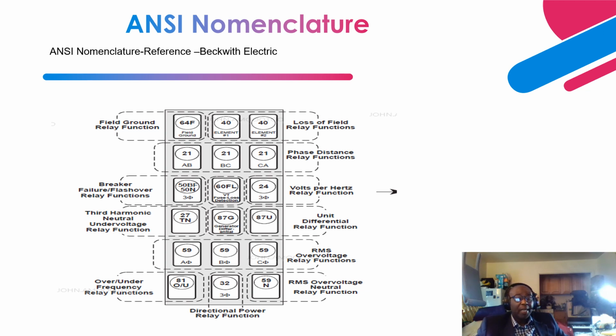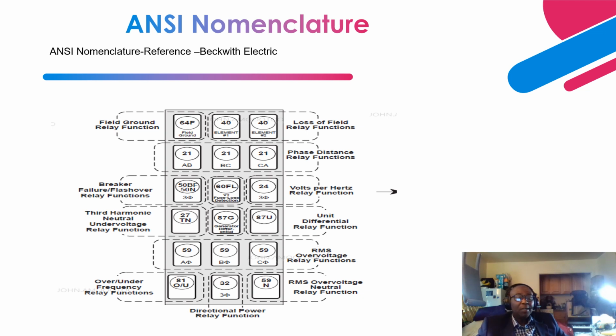Next is 87G. When the protection relay talks about 87G, it's talking about generator differential protection, specifically for the generator. This protection scheme has CTs at the terminals of the generator and CTs at the neutral of the generator. It measures the differential in current based on Kirchhoff's law: what comes in, the same current must come out. So if there's an appreciable difference above a minimal threshold, that indicates an internal fault.